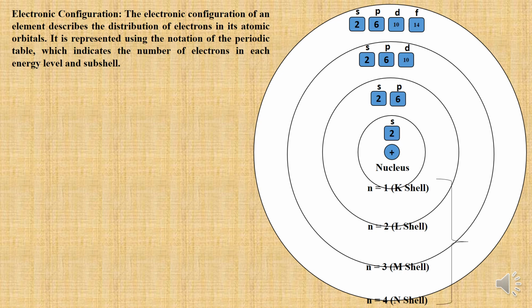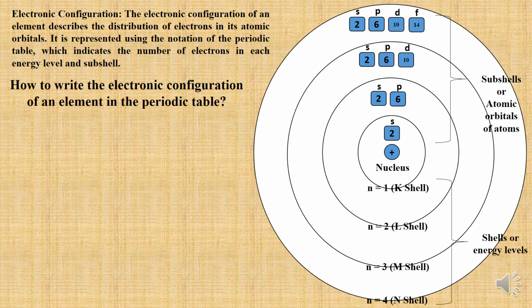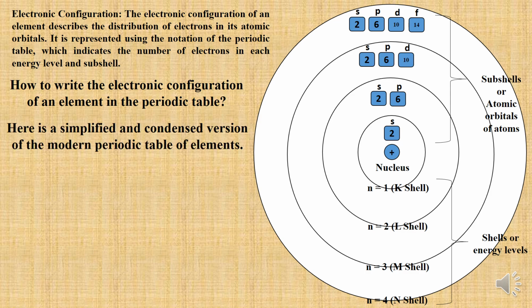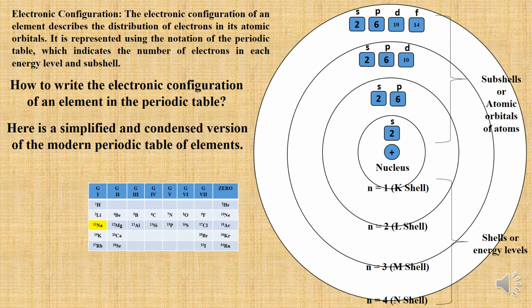The energy levels together are called shells, and the atomic orbitals in which the electrons are arranged or distributed are called subshells or atomic orbitals of atoms. Now, how to write the electronic configuration of an element in the periodic table? Here is a simplified and condensed version of the modern periodic table of elements.